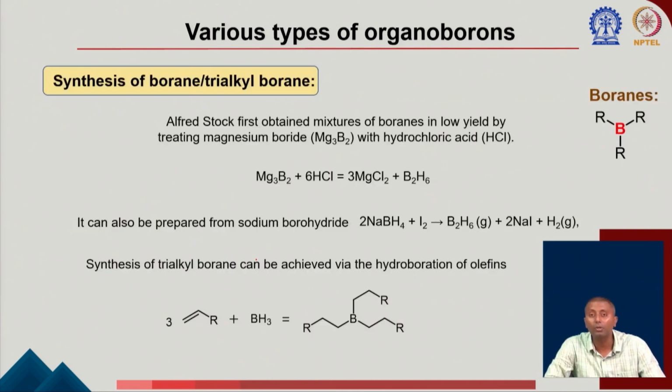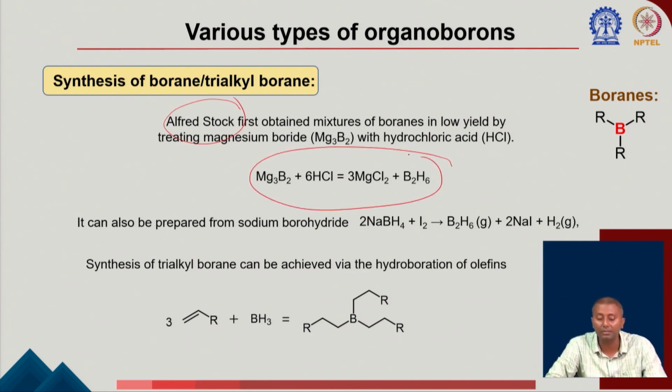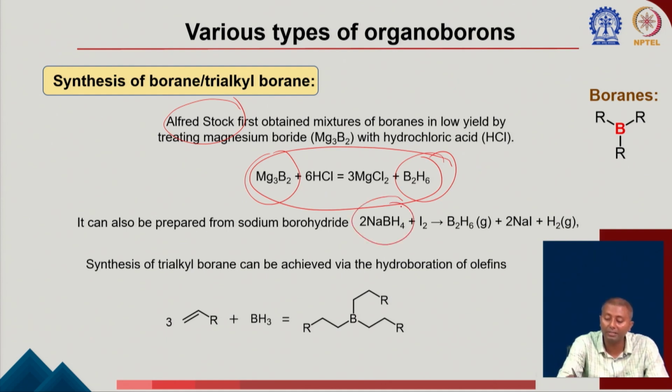Now we are going to talk about some of the important aspects of organoboron chemistry, like the synthesis. How to synthesize these organoboron compounds. The first thing, discovery: Alfred Stock first obtained diborane in low yield when he treated magnesium borate with hydrochloric acid. Once you treat the magnesium borate with the hydrochloric acid, it generates the B2H6. It can also be prepared from sodium borohydride. When it is treated with I2, it also generates the B2H6.